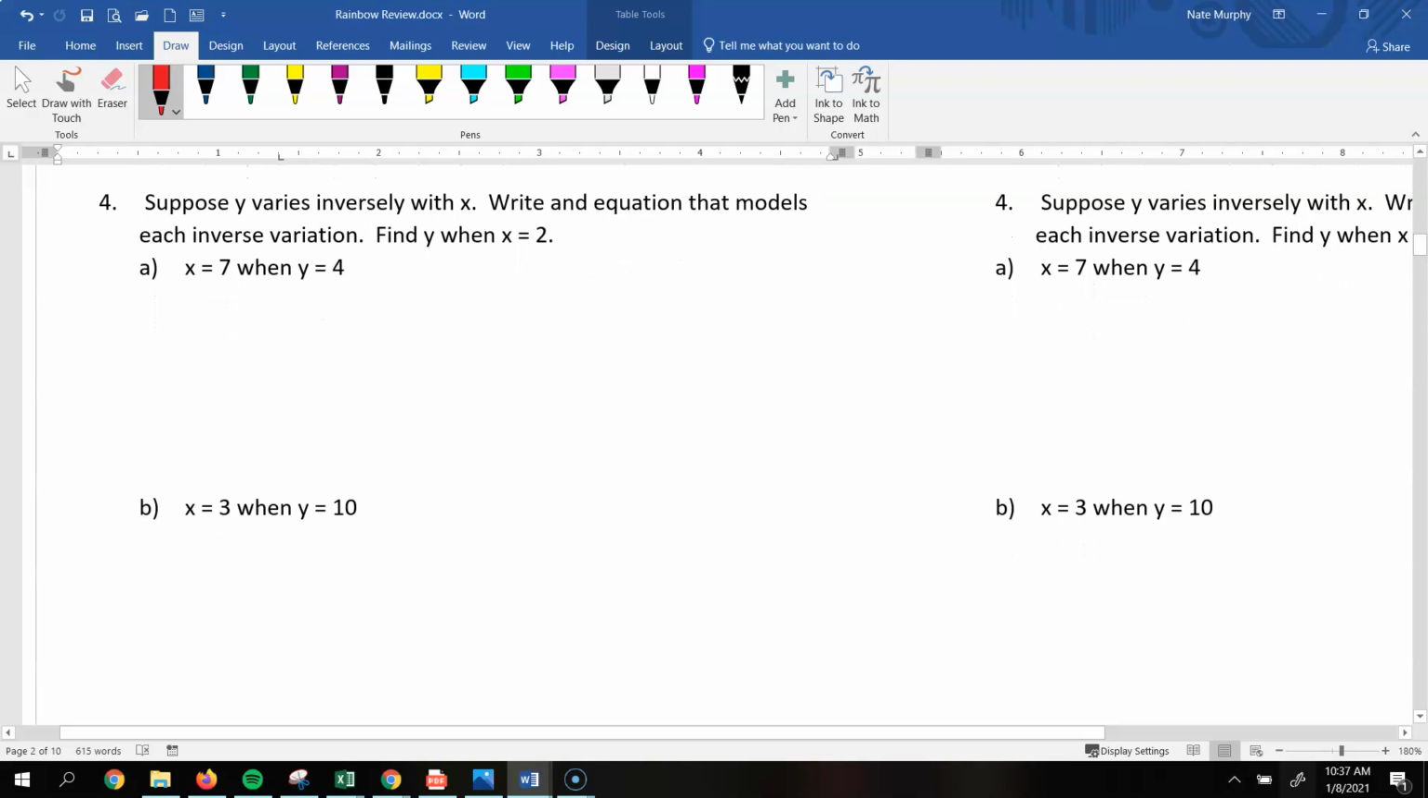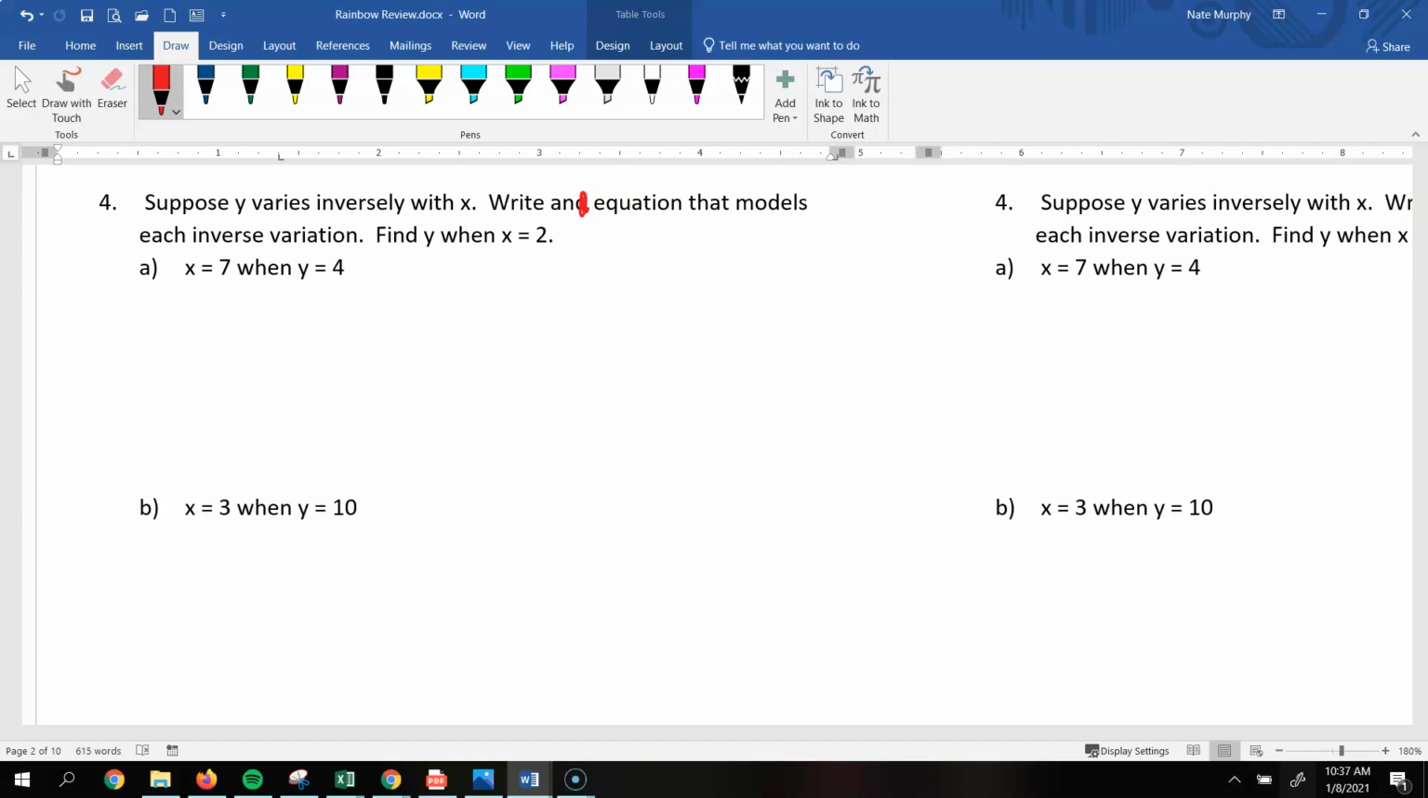All right, looking at these variation problems, let's look at 4a. Suppose y varies inversely with x. Write an equation that models each inverse variation and find y when x equals 2. So that's just a typo there. So we know that x is 7 when y is 4.